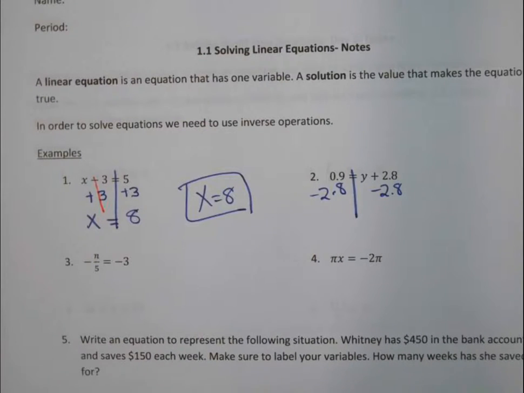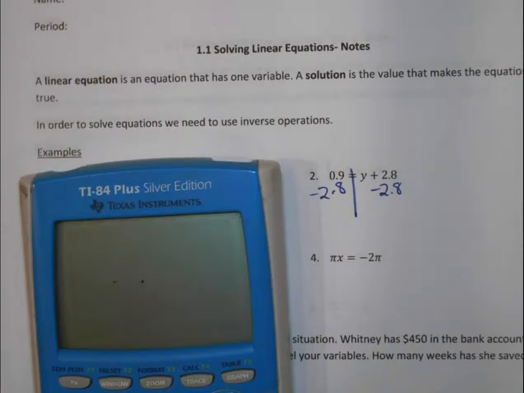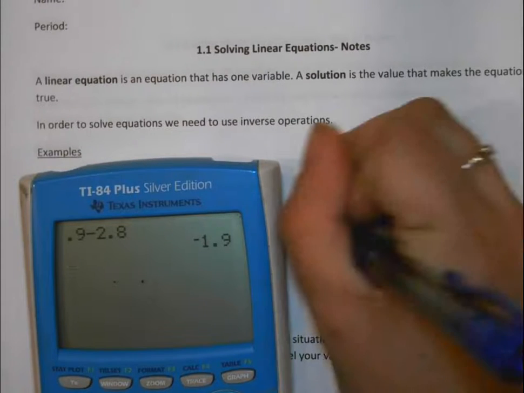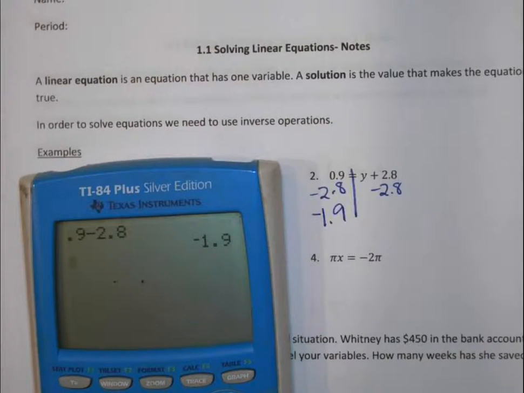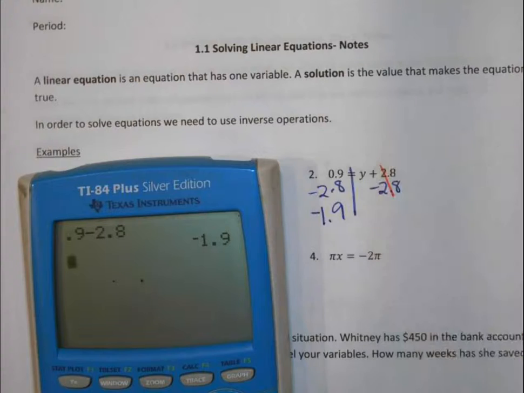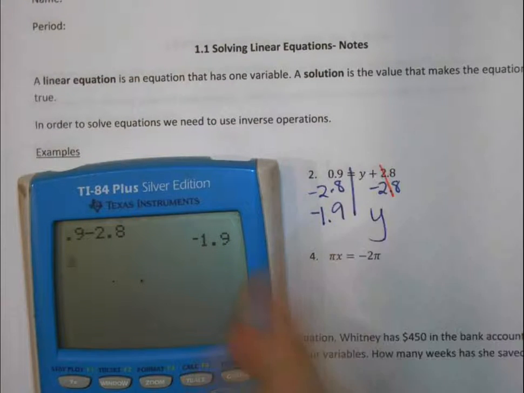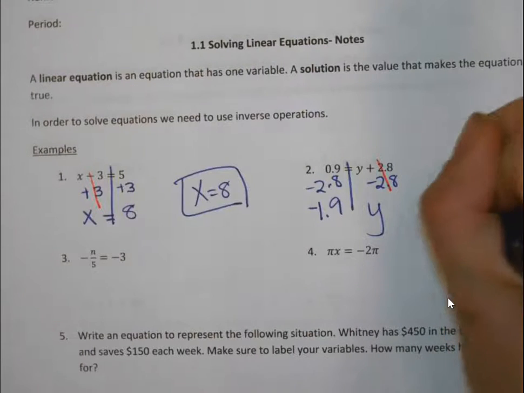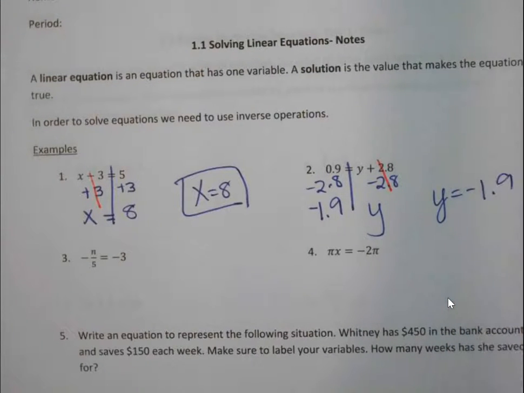So I am going to do 0.9 minus 2.8, which gives me, on the left side, negative 1.9. On the right side, it cancels out. I'm left with y. So my answer here is just y equals negative 1.9.